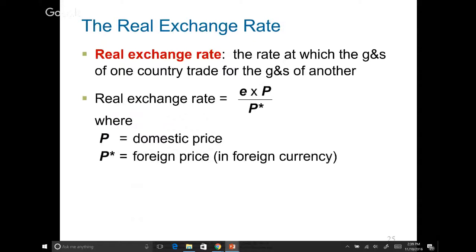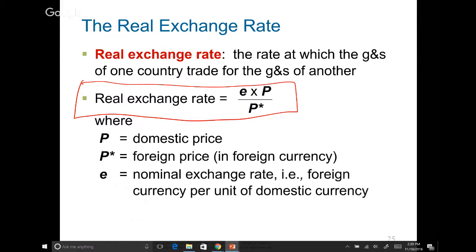Now the real exchange rate. So know this formula over here. The real exchange rate is the nominal exchange rate times your domestic price divided by the foreign price. So know what that is.